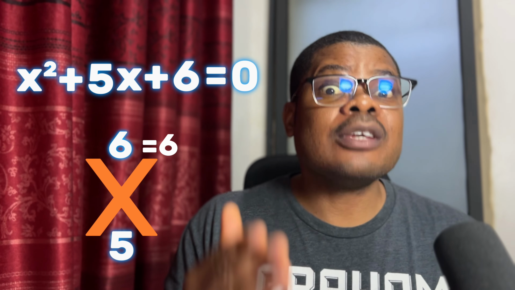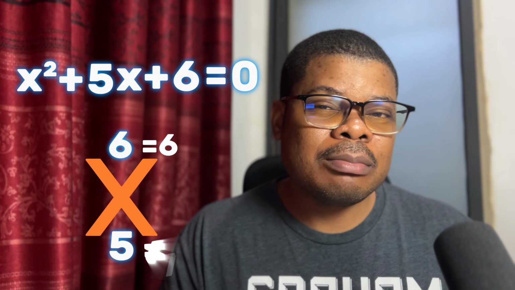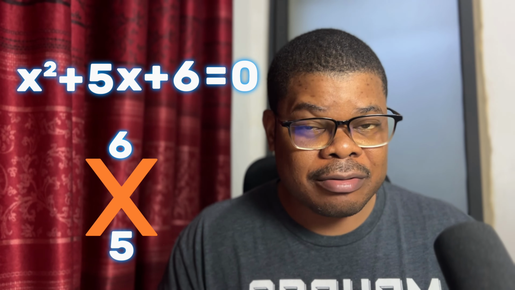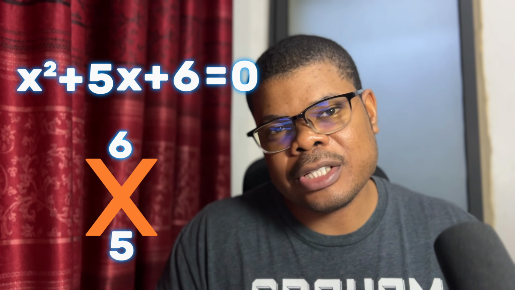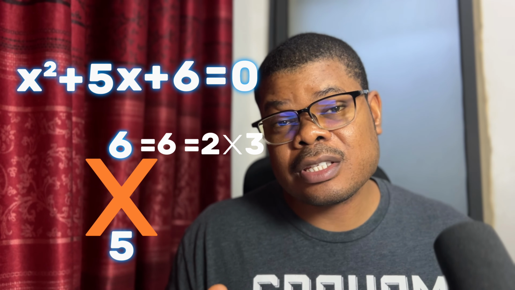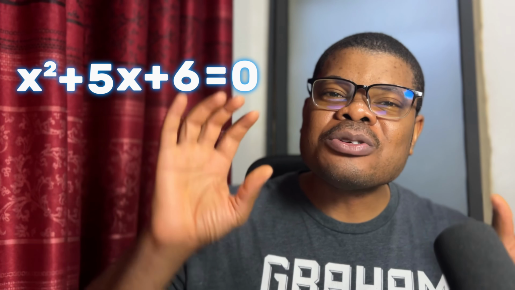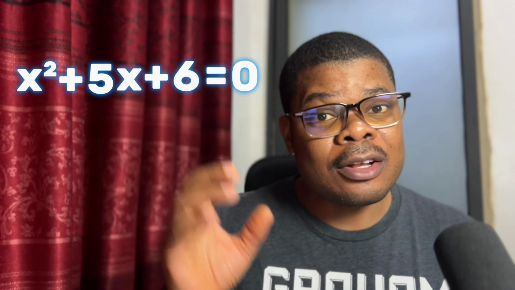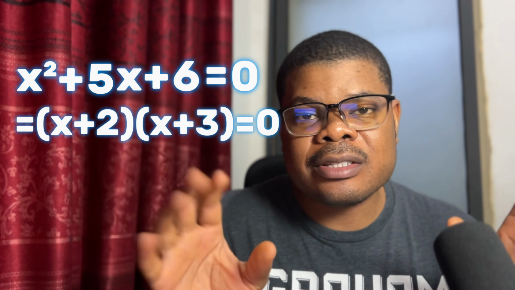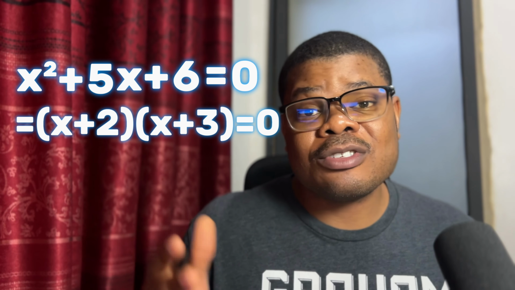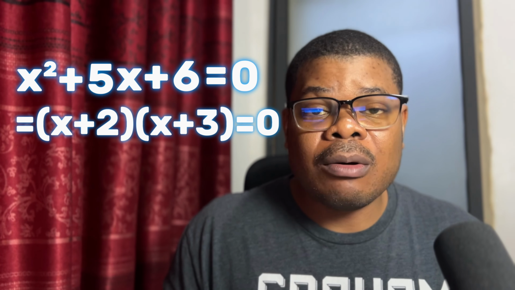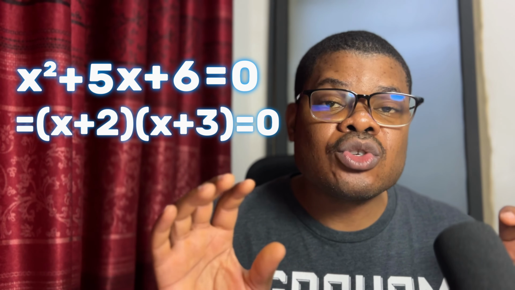All right, let's try 1 and 6. 1 times 6 will give us 6. Yeah, but 1 plus 6 will not give us 5. All right, so let us try 2 and 3. 2 times 3 gives us 6, and 2 plus 3 gives us 5. Bingo! So the two numbers that we're actually looking for are 2 and 3. All right, so we'll just wrap those two numbers in parentheses with x. And then we have succeeded in transforming our quadratic equation into two smaller units.